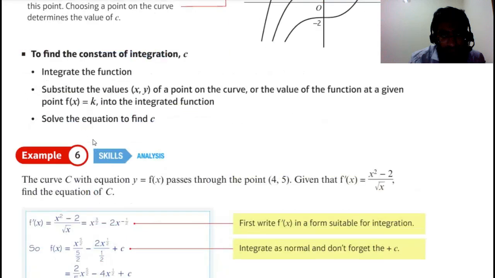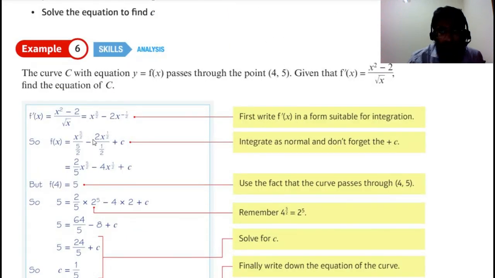Finding functions. It passes through this point, and f dash x is this. So you first integrate this f dash x. Then you have it in the form of c, and now you put this 5 as y and x on the right hand side as 4.